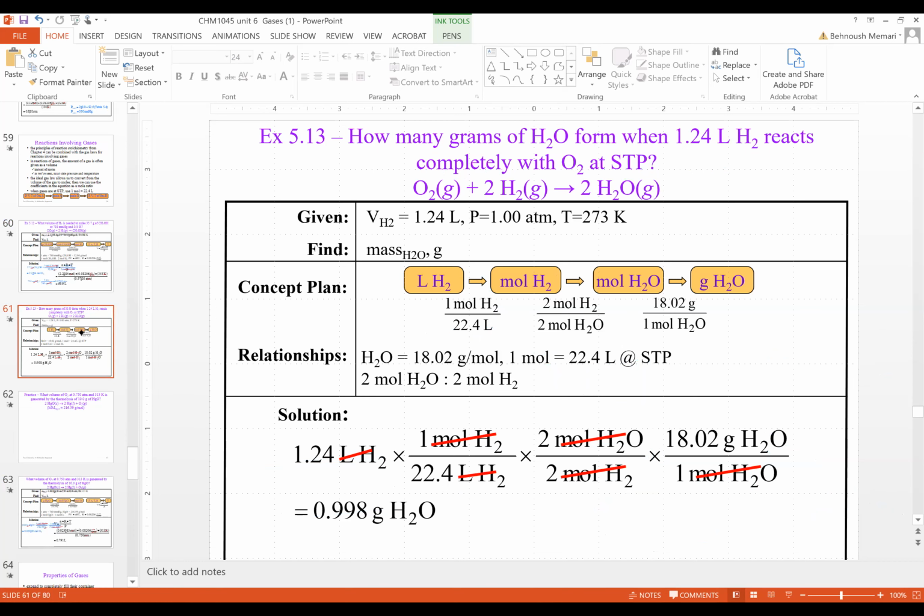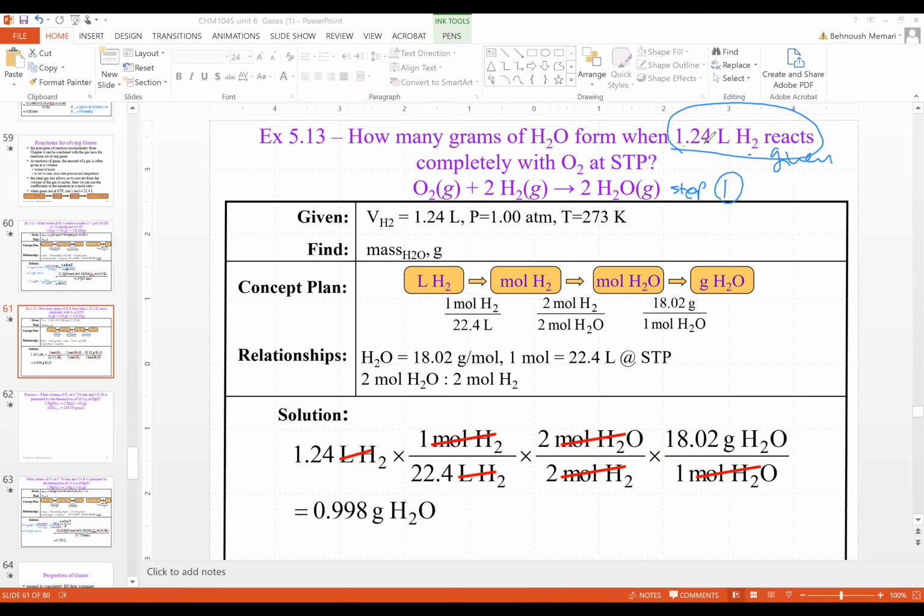Another example: how many grams of H2O form when 1.24 liters of H2 reacts completely with O2 at STP? Okay, so what is given here? We have to have the balanced equation. That's step one. Make sure you have the balanced equation. And step two, find the moles of the given. What is given is the hydrogen.